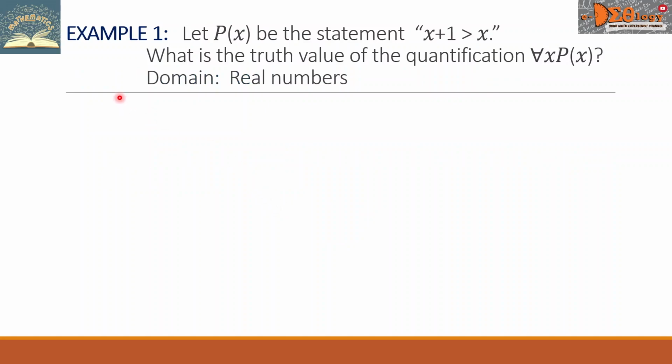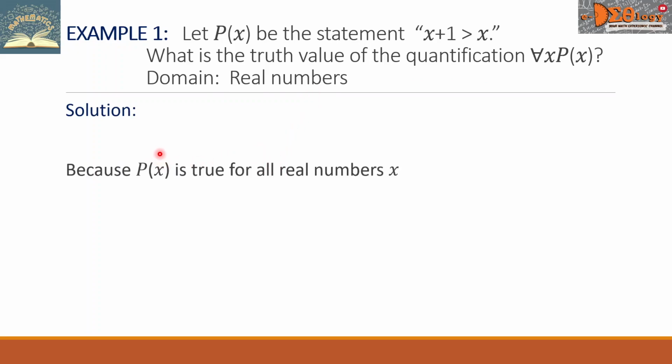Let's have example 1. Let p of x be the statement x plus 1 is greater than x. What is the truth value of the quantification for all x p of x? The domain here is the real numbers. Because p of x is true for all real numbers x, the quantification for all x p of x is true.